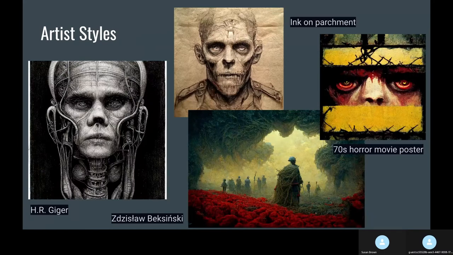So let's talk a little about styles. In the center, every one of these is mine. I have H.R. Giger. On top, I have ink on parchment. If you're writing a book that has a parchment feel, or a discovered image, ink on parchment works. One of my favorite things is to put the prompt movie poster for book covers. You get some really great composition. And I had zombie World War I 70s horror movie poster, and that's what I got out of that.